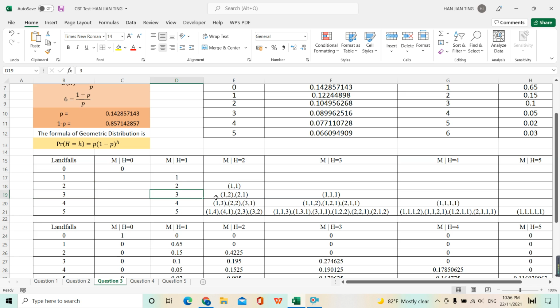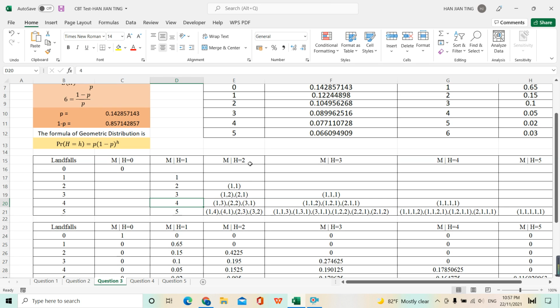And with two hurricanes, there are two situations. The first situation is the first hurricane m equal to 1 and the second hurricane m equal to 2. The second situation is the first hurricane m equal to 2 and the second hurricane m equal to 1. And with three hurricanes, each of them will have m equal to 1. For the landfall of 4, same as the landfall of 3, here also m is 4 with just one hurricane.